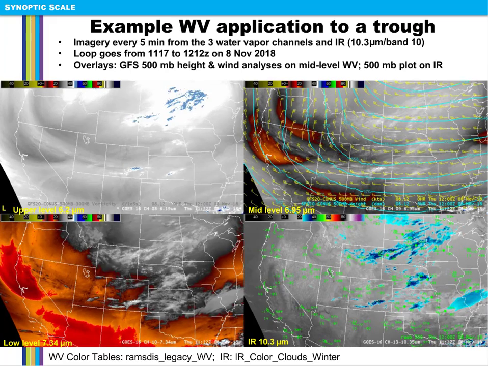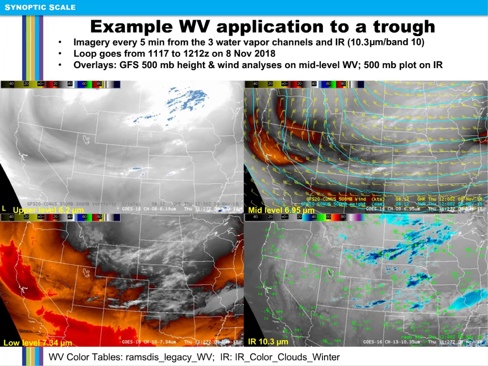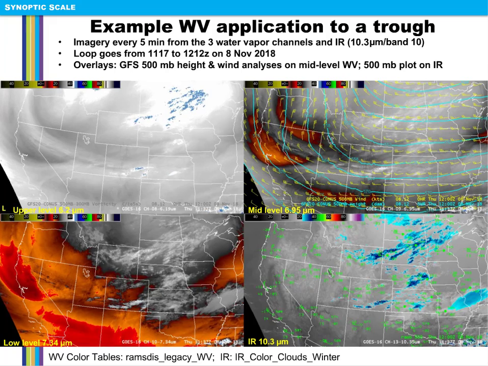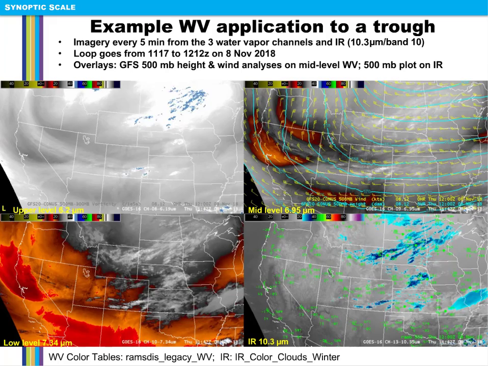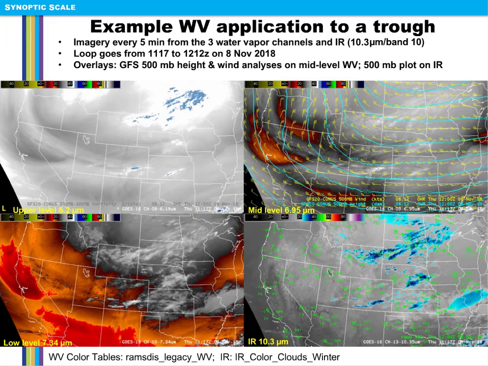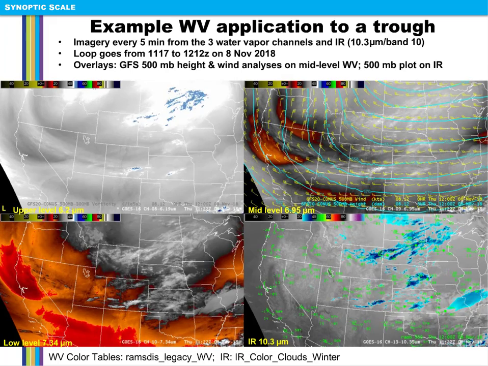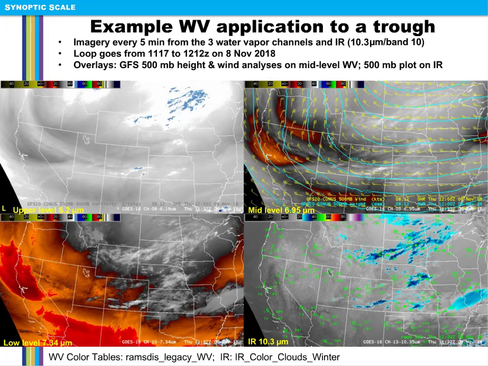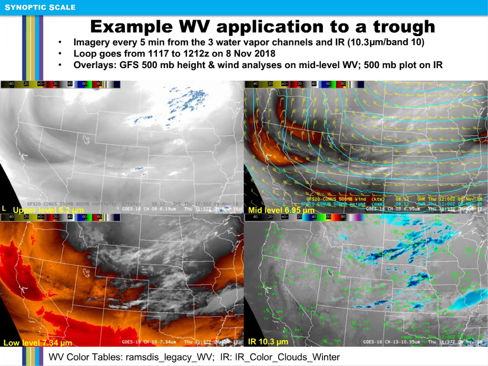Here is a short loop around 12 UTC on 8 November 2018, using a 4-panel display on AWIPS, with the 3 water vapor channels from GOES 16, and in the lower right, IR imagery overlaid with a 500 millibar plot. The GFS analysis of 500 millibar heights and winds on the mid-level water vapor imagery shows us the main feature of a broad trough over the western half of the CONUS.